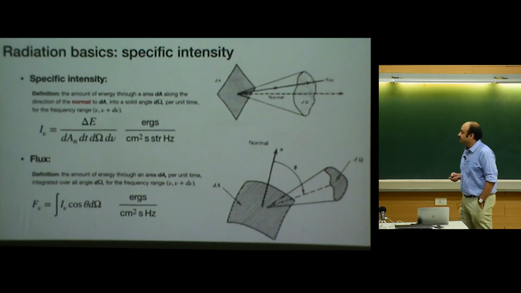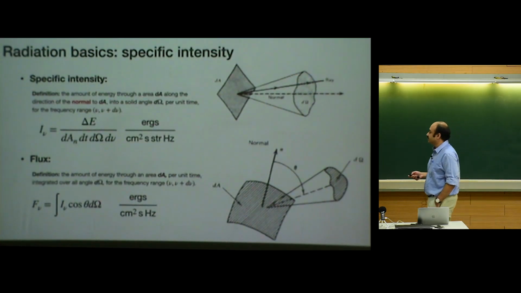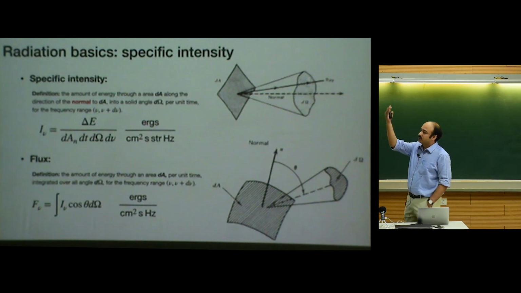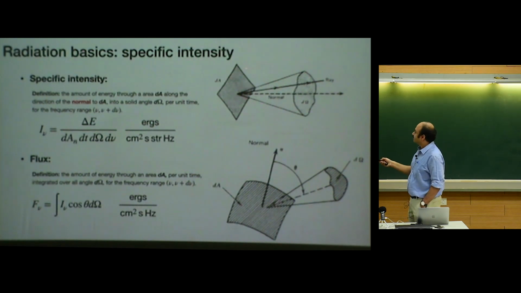So the first definition is something called the specific intensity. You can imagine that in your image plane somewhere, you have a small unit area, dA, and take the normal to the unit area. Okay? So the specific, again, this is just a definition.